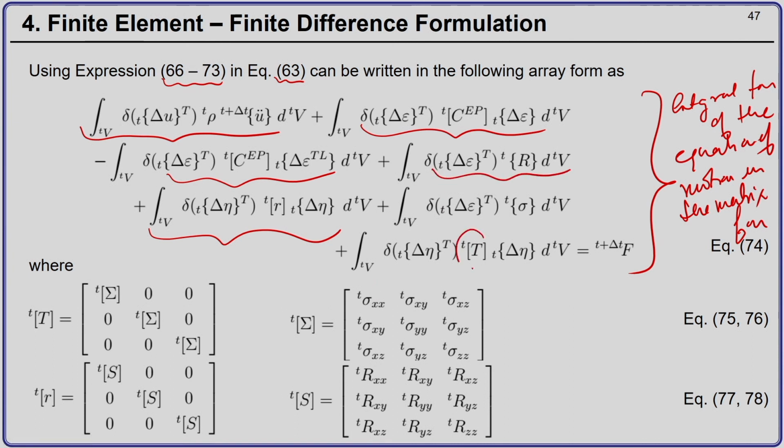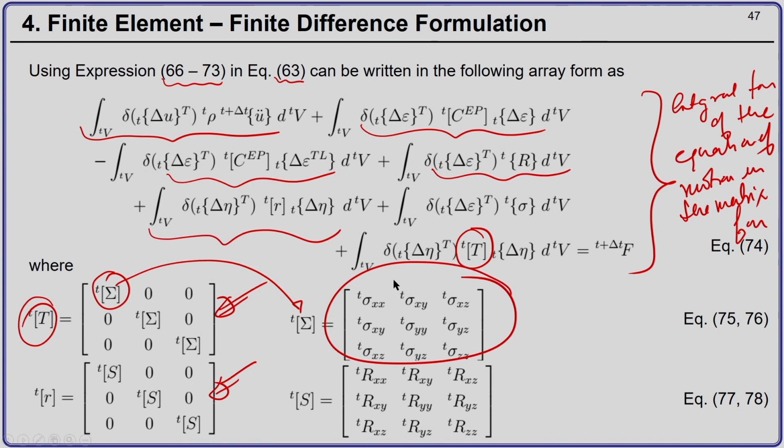And then you have this matrix T here, which has the following form, and this matrix R has this form, where sigma which you see here is nothing but the stress tensor in full 3 by 3 form, and this S contains the tensor R in full 3 by 3 form.